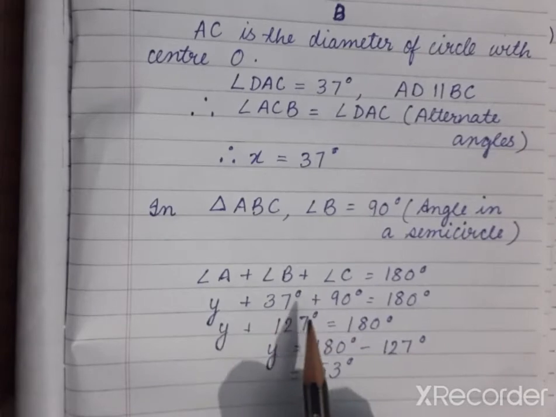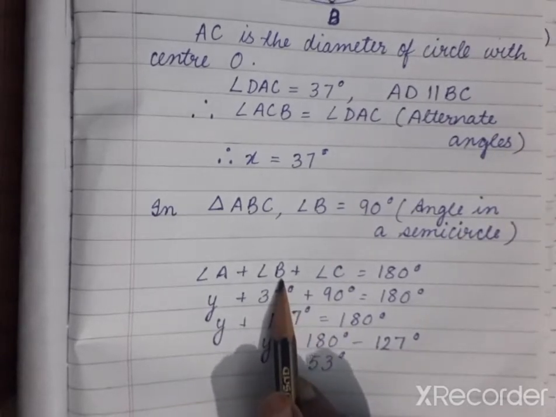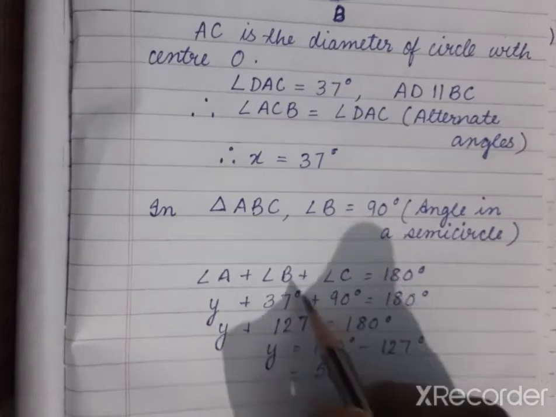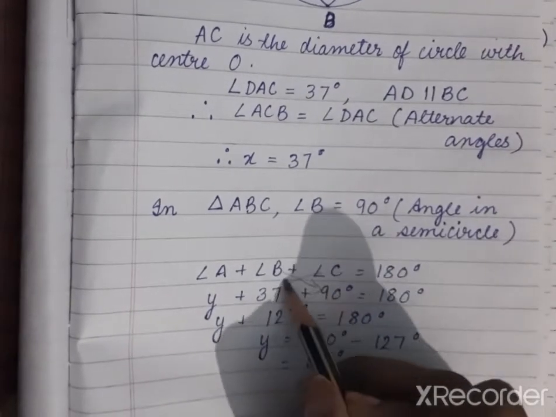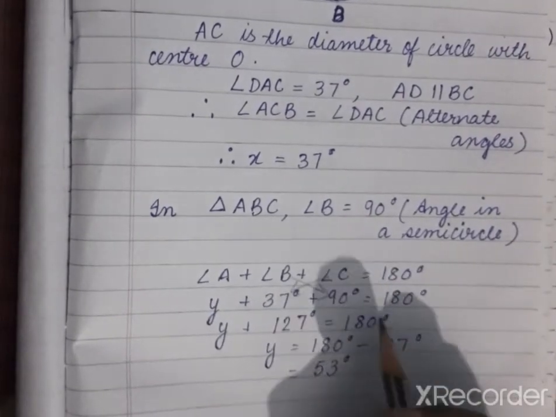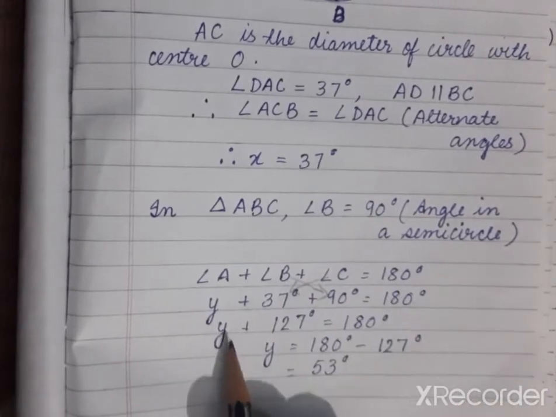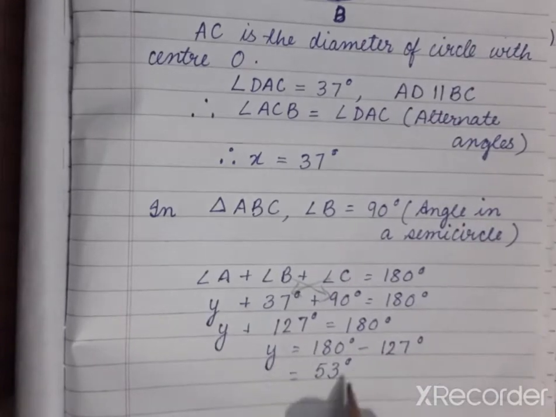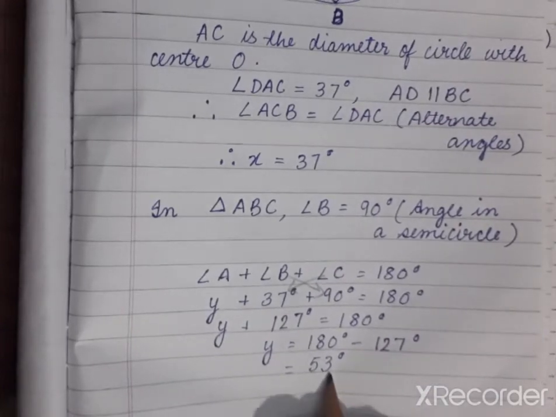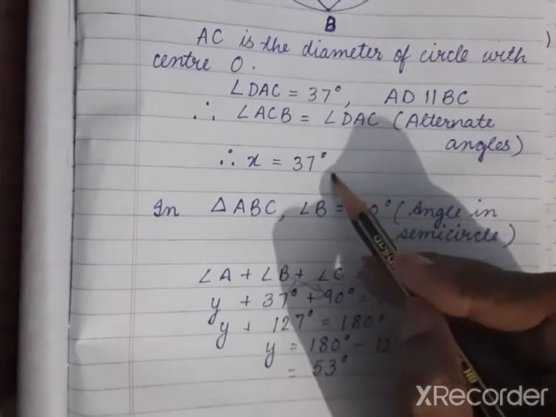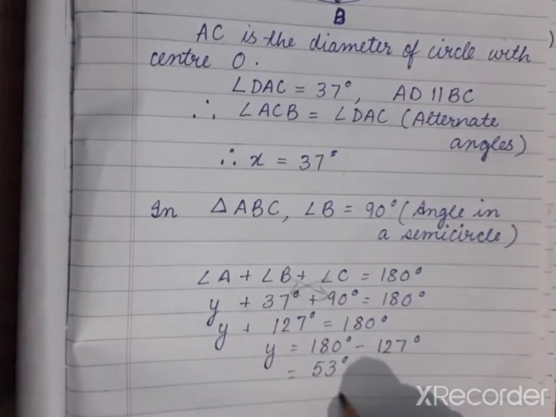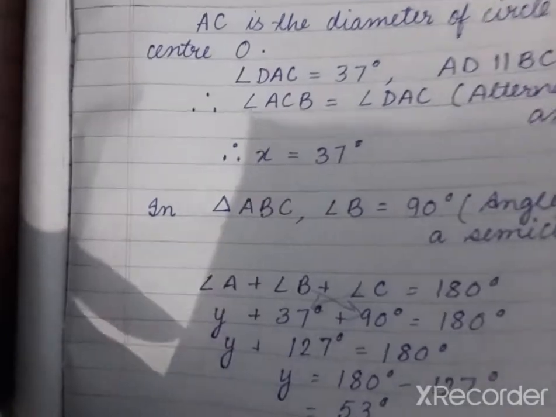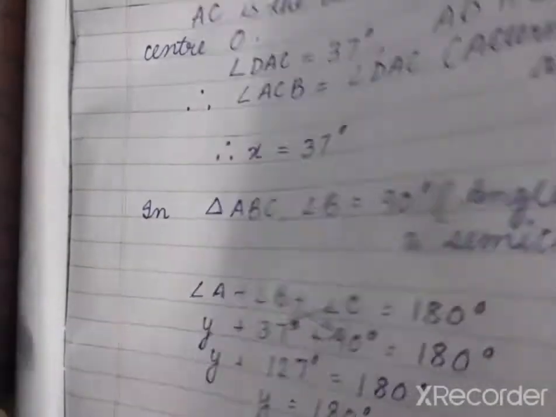Therefore, Y plus B's value is 90 degree and C's value is 37. Therefore, by putting the value, we can write Y plus 127 equals to 180. That is, Y will be equal to 53. X will be equal to 37 and Y will be equal to 53. Now coming to the next question.